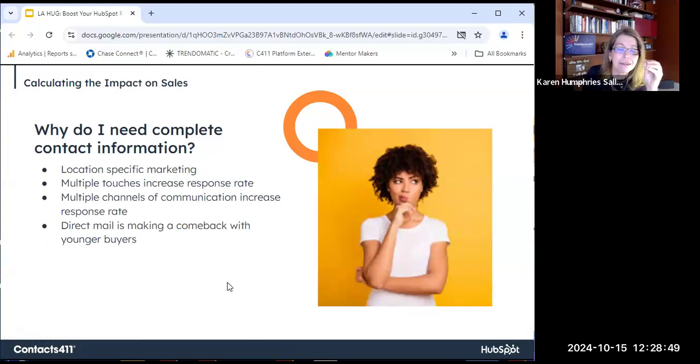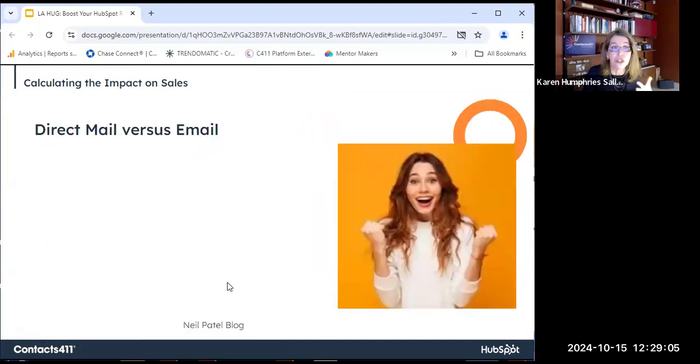Direct mail, look, what is old is new again all the time. So when I started out, email didn't exist. Direct mail was the only way to communicate. Then all of a sudden, email came in, people went completely away from direct mail. And now direct mail is having a huge, huge comeback. So Neil Patel, I don't know if any of you follow him. He's great. Let's look at some direct mail versus email numbers that he shared recently in a blog.